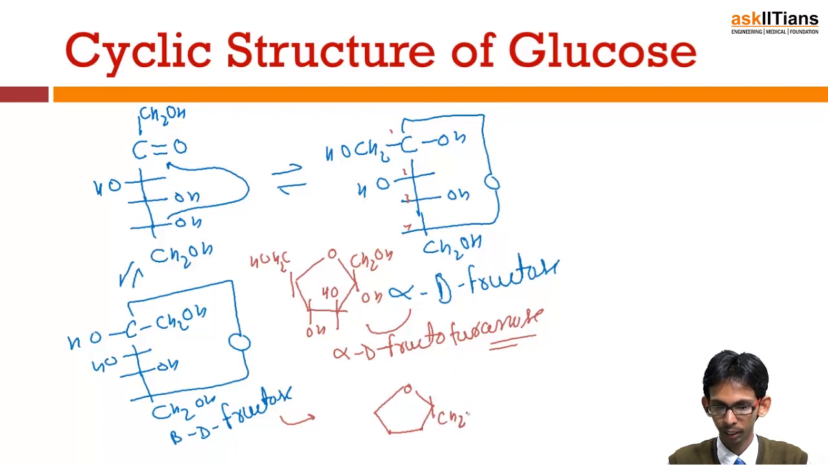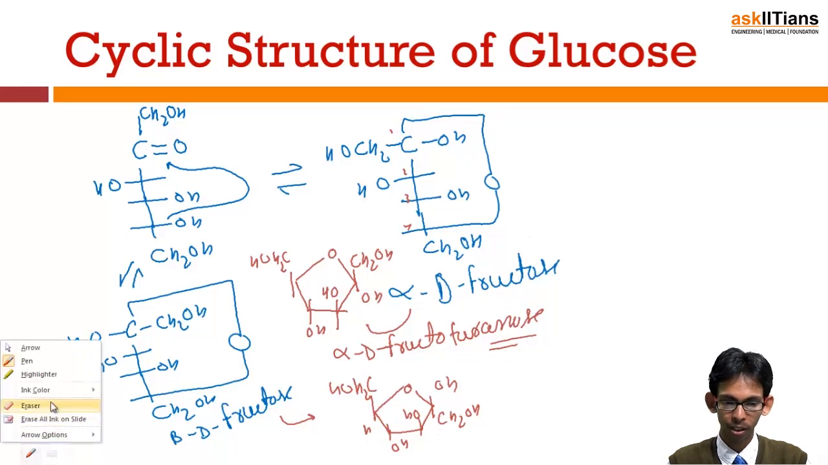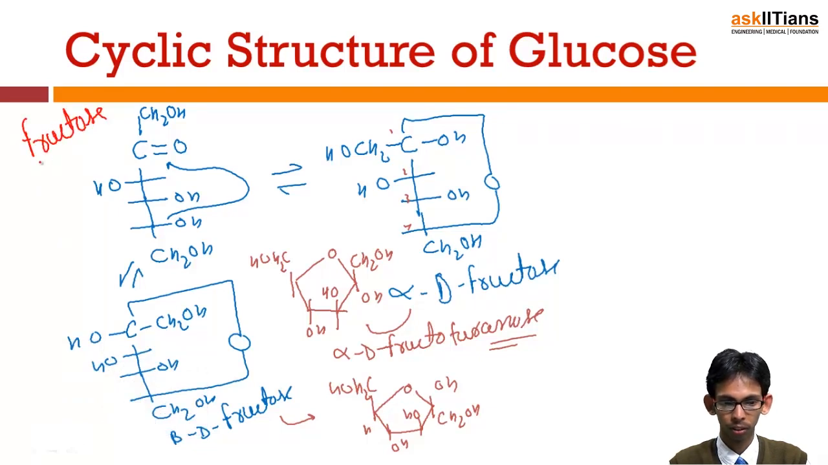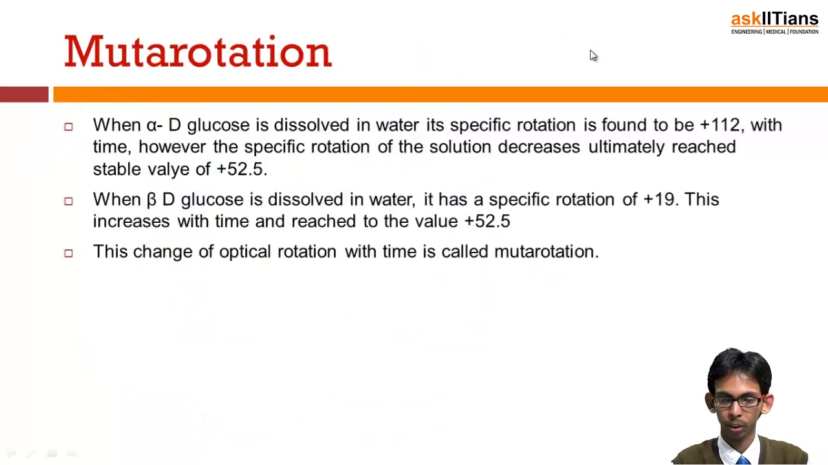CH2OH on this side, here would be OH, then an OH here, OH, CH2OH and H. So this is beta D fructofuranose. So these were the cyclic structures of glucose and fructose. These are the cyclic structures of fructose.